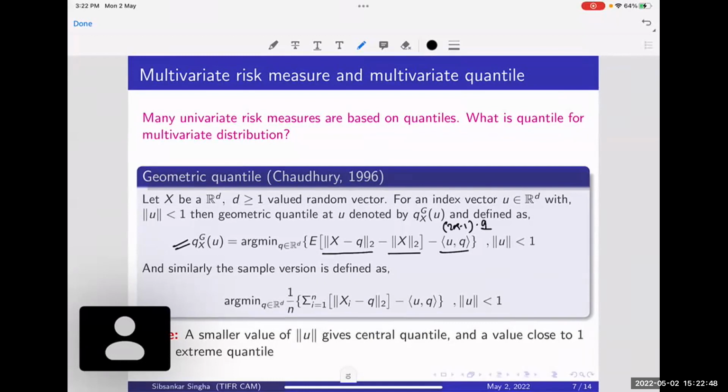Motivated from that, the geometric quantile is defined like this, and the sample version is also there. The expectation is replaced by the summation. One thing to observe here is that when the modulus of u is close to 0, this gives the central quantile, that means the values towards the median. And when the norm of u goes towards 1, this gives the extreme quantile.